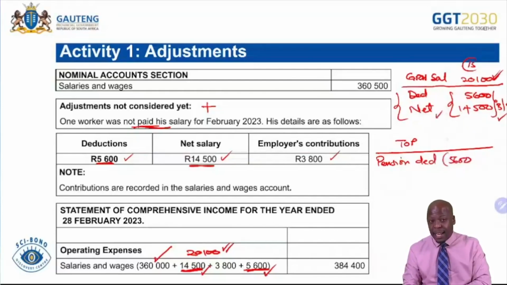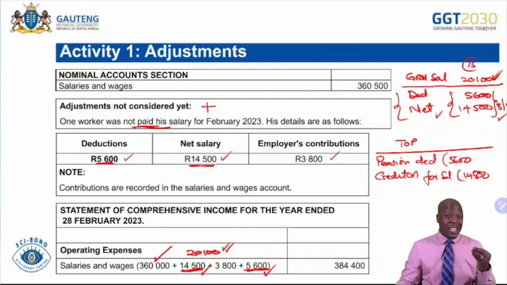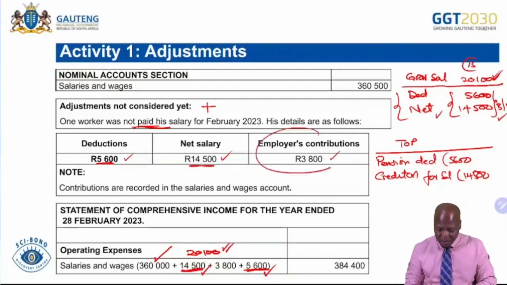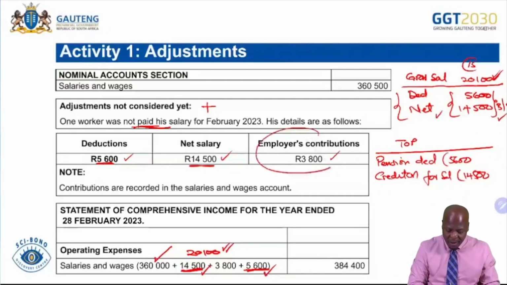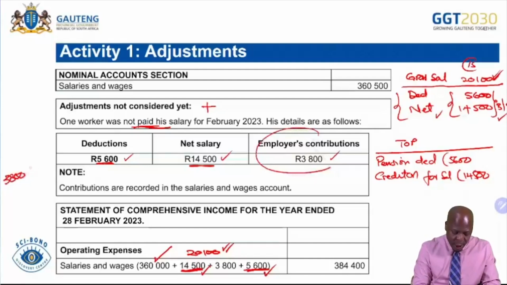And then this net salary, remember, that is what we call creditors for salaries, and you'd have your 14.5. I just wanted to expand it for you so that you can understand it. Now that I have dealt with these two, I can come and talk about the employer's contribution. The employer's contribution is 3,800. So my 3.8 will be adjusted in two places, that is, the income statement as well as the balance sheet.